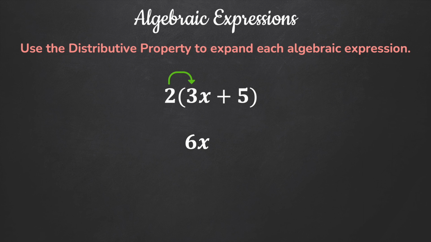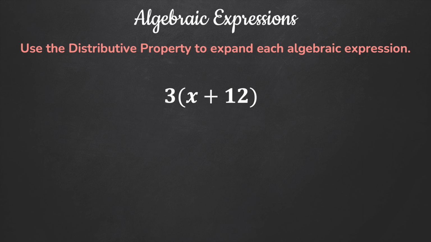So it's 2 times 3x. Then we're going to bring down the plus sign. And then finally, we're going to take the 2 and multiply it by the other term, which in this case is 5. And 2 times 5 is equal to 10. So after we distribute the 2, the final expression we get is 6x plus 10, which is equivalent to our original expression.